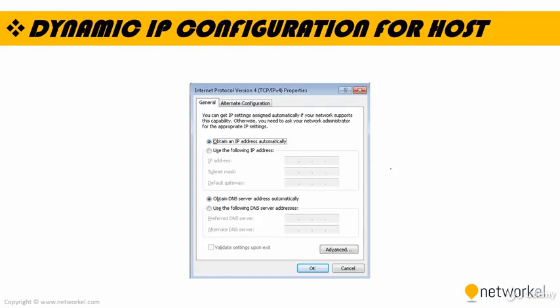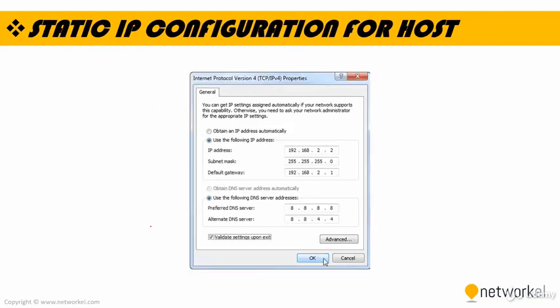And here is how I can make a dynamic IP configuration for a host. I'm opening my Internet Protocol version 4 properties on my PC, and I'm choosing obtain an IP address and DNS server automatically. So I can get a dynamic IP configuration from a DHCP server. And here is how I can make a static IP configuration for a host. This time, I'm choosing use the following IP address method, and I'm writing my values manually.